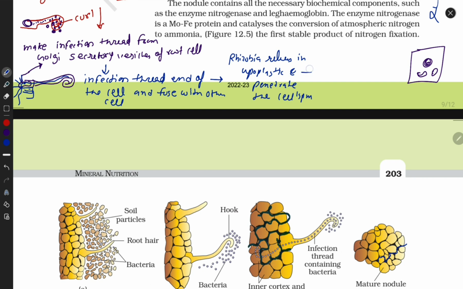Now what happened next? They penetrate all the cells' plasma membrane. And now the infection thread extends, makes a branch, makes vesicles. And now they form a tumor-like structure. So this is the way, guys, this is how they form nodules.